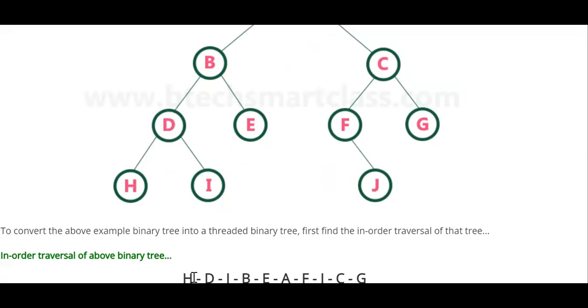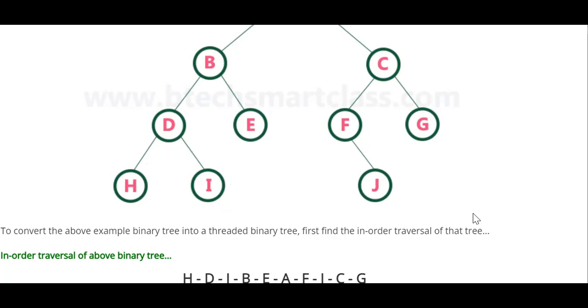So we get H, D, I, that is the leftmost child of the root node. So H, D and I and B, E, then the root is A, and then there is no left child, so root, then right. F and J and C, G. So this is the in-order binary tree traversal.